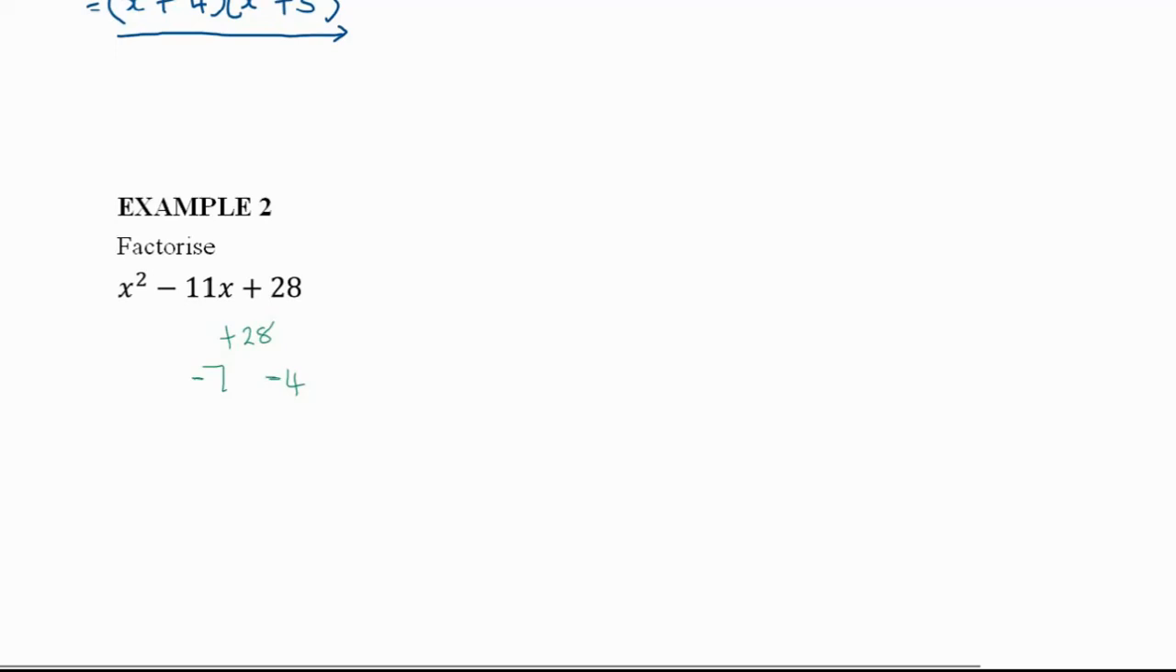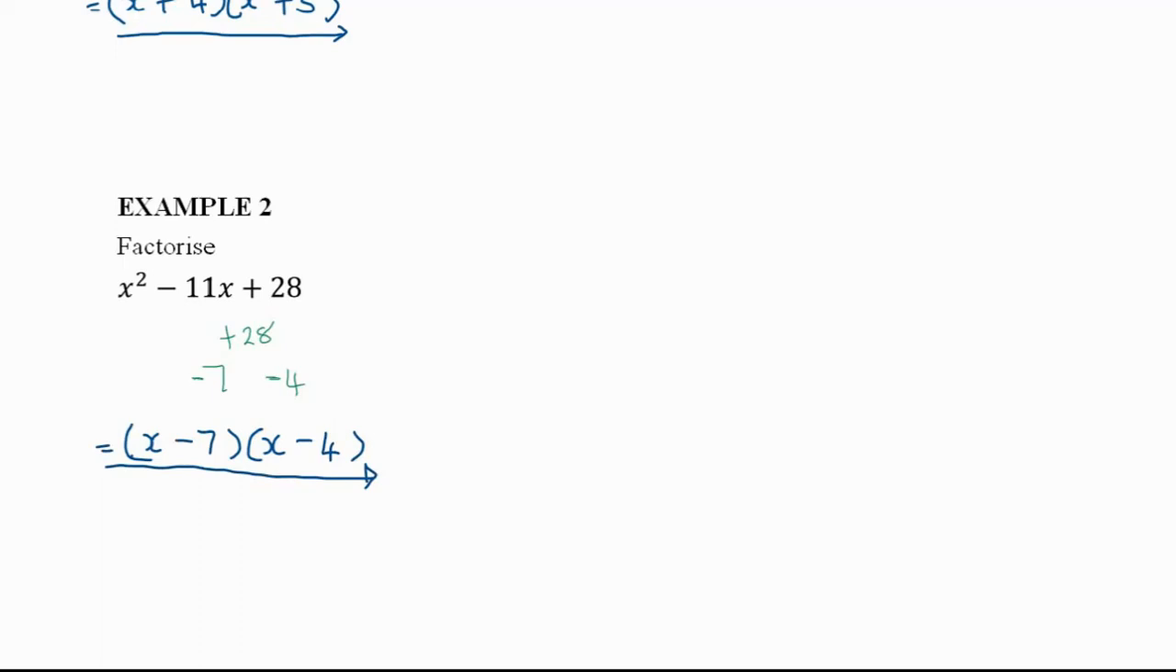So I'm just going to open my brackets as we've been doing previously. The first one is x, and the other one is x. Then I'm going to put a minus 7 there and a minus 4 there. So that is the solution, the factorization for this trinomial.